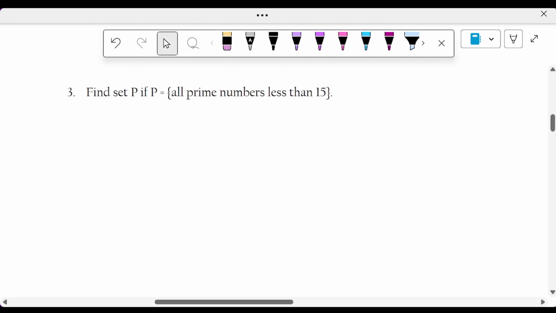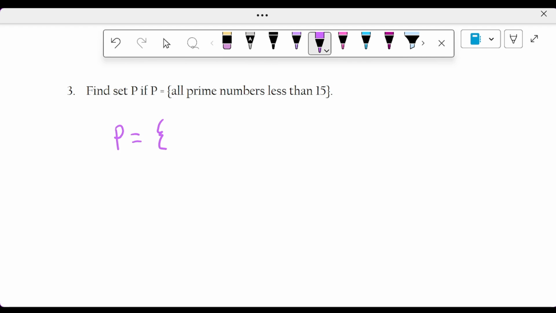Question 3. Find set P if P equals all prime numbers less than 15. A prime number is a number that can only be divided by 1 and itself. Let's write P equals an empty curly brace. 1 is not a prime number because it can be divided by itself, but then divided by 1 is the exact same thing. So it's not a prime number.